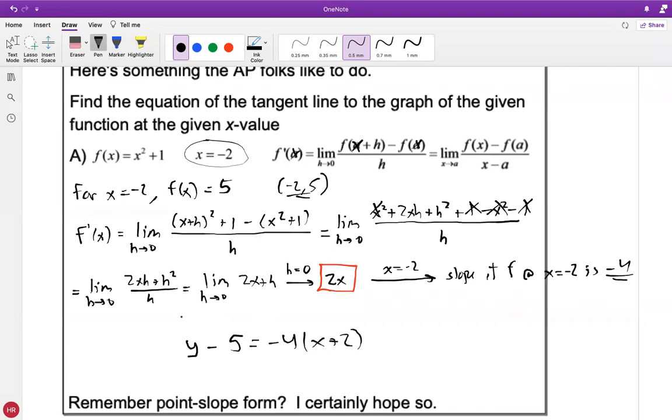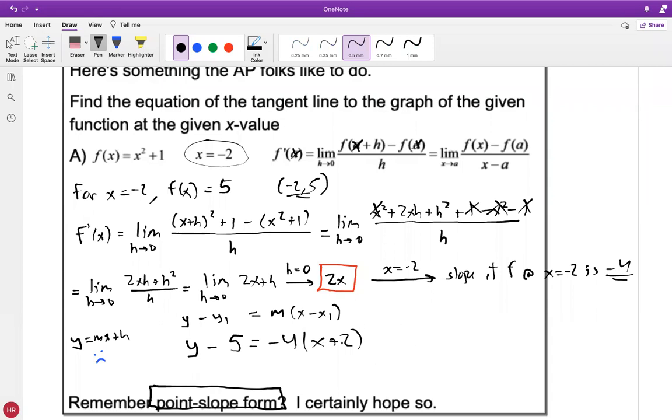Remember, I'll write it up here just so you remember, y minus y1 equals m times x minus x1. We call that point slope form. And when you're doing these problems, asking for the equation of the tangent line, this is by far the easiest way to do it. Some of you might use y equals mx plus b, but I say don't do that. I say use point slope form because you can just stop here if you want to.